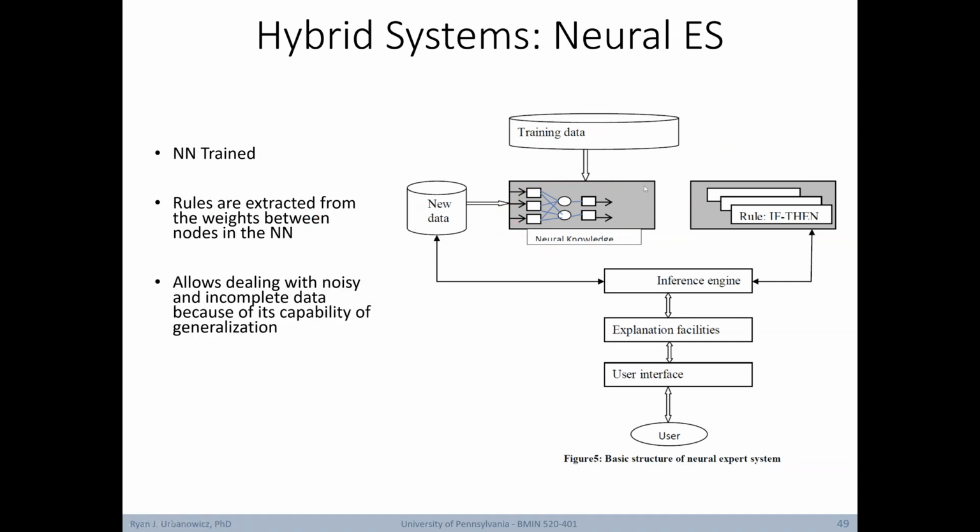Using a neural network might allow the system to deal with noisy and incomplete data better because of its generalization capability. Because we're now straying from deductive reasoning, we can really only say that a system like this is an approximation of reasoning, because we're now drawing from both deductive and inductive reasoning methods.